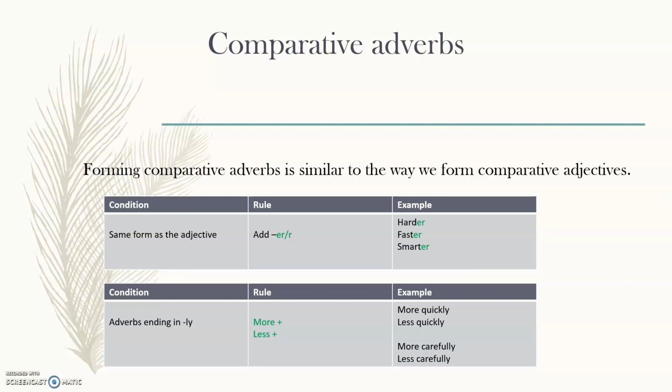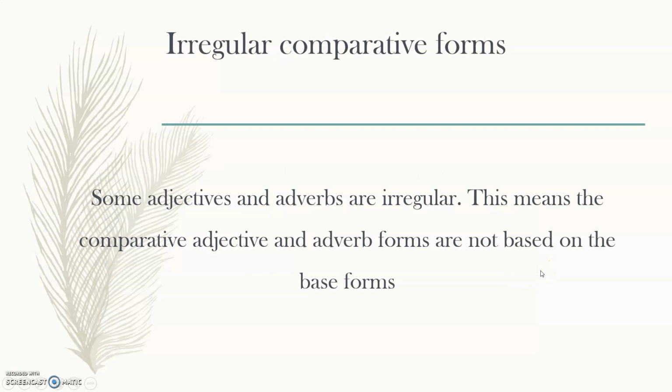Let's keep going. Forming comparative adverbs is similar to the way we form comparative adjectives, okay? So same form as adjectives, we add either an ER or R. So harder, faster, and smarter. With adverbs ending in LY, we can use more or less. So more quickly, less quickly. More carefully, less carefully.